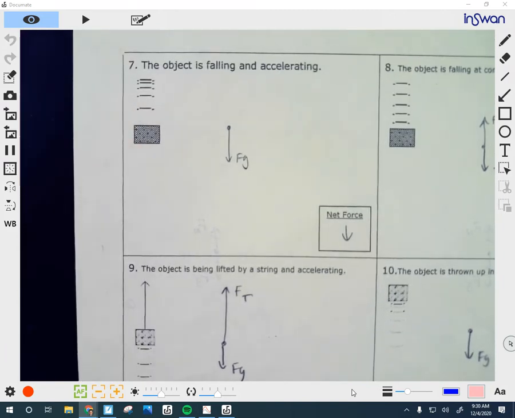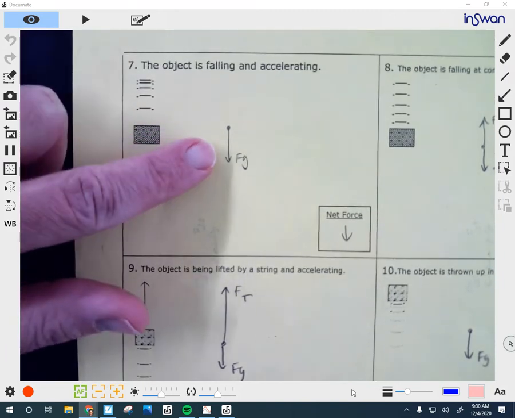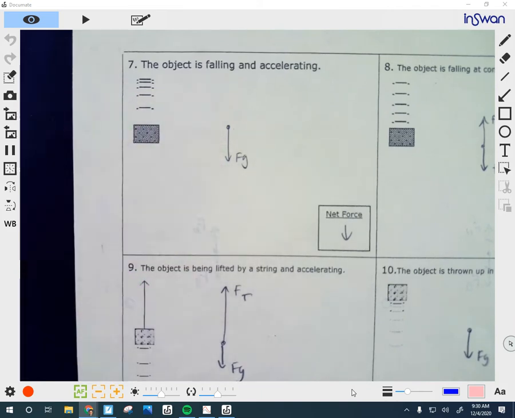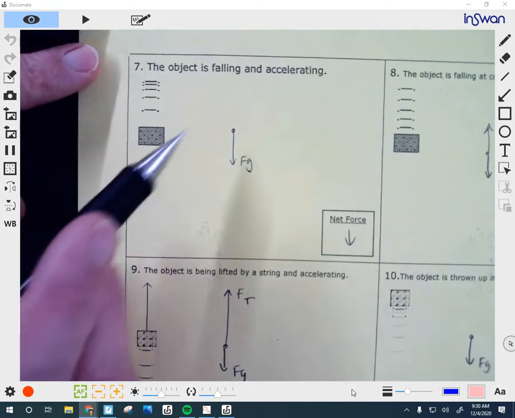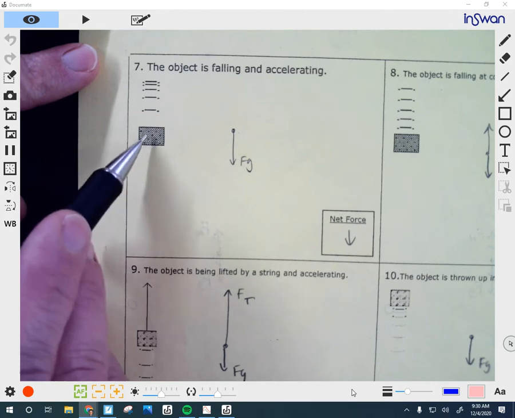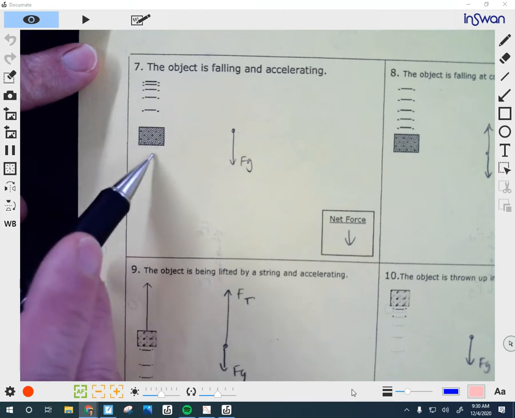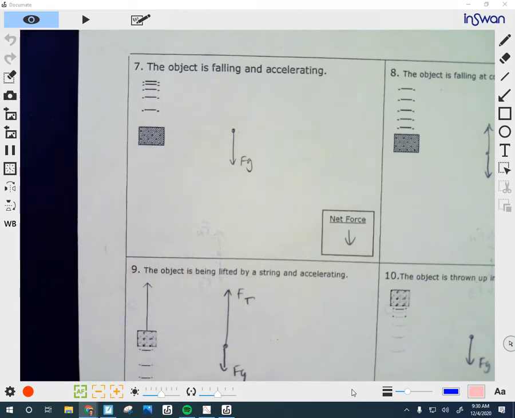Object is falling and accelerating. We know that gravity causes acceleration. The net force has to be downward. If you wanted to include some air resistance, you could. Air resistance would be caused by the bottom side of this colliding with air molecules. It hits those air molecules. The molecules exert a force.